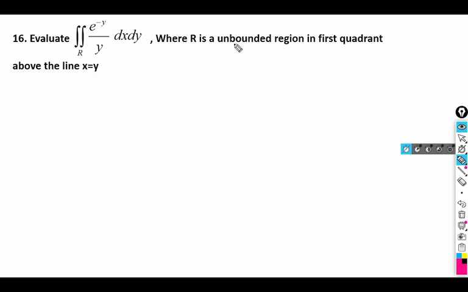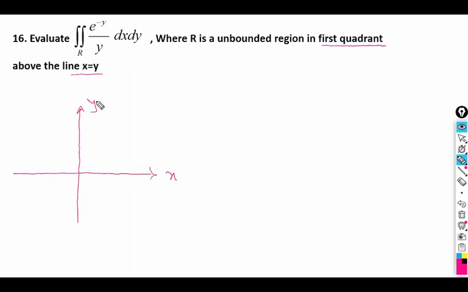Now let me focus on the region. The region of integration is in the first quadrant above the line x equal to y. If you draw this region, first of all, the x-axis and the y-axis that we have, and we have to draw the line x equal to y. So this is the line x equal to y. We said the region is in the first quadrant only, and above the line x equal to y. See, the region towards the x-axis is below it, and towards the y-axis is above it. So the required region of integration is this one. This is the region of integration.